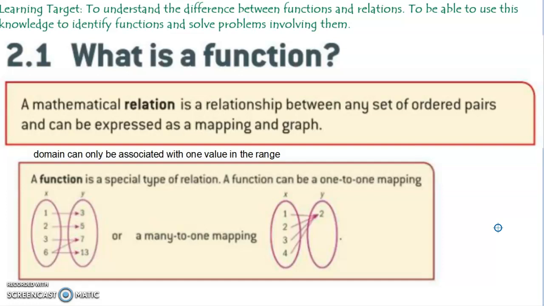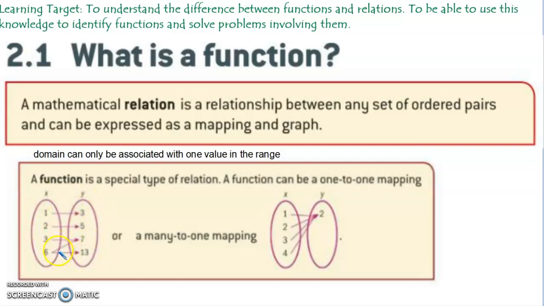So just in general, a relation is a relationship between a set of ordered pairs, so things like coordinates, and those can be expressed using mapping, like these images here, or graph. Okay, we see them most often in graphical form. And a function is a very specific type of relation that can be defined as one-to-one mapping. So everything from the x or the domain is attached to only one value from the range.